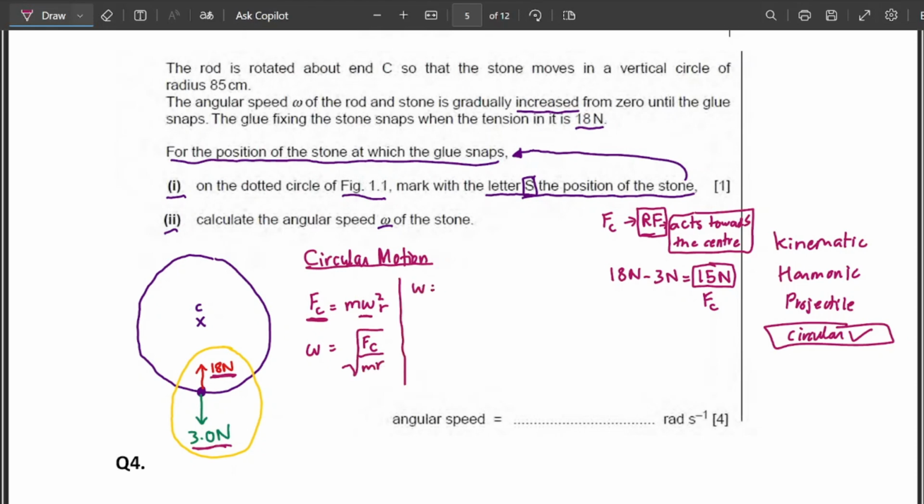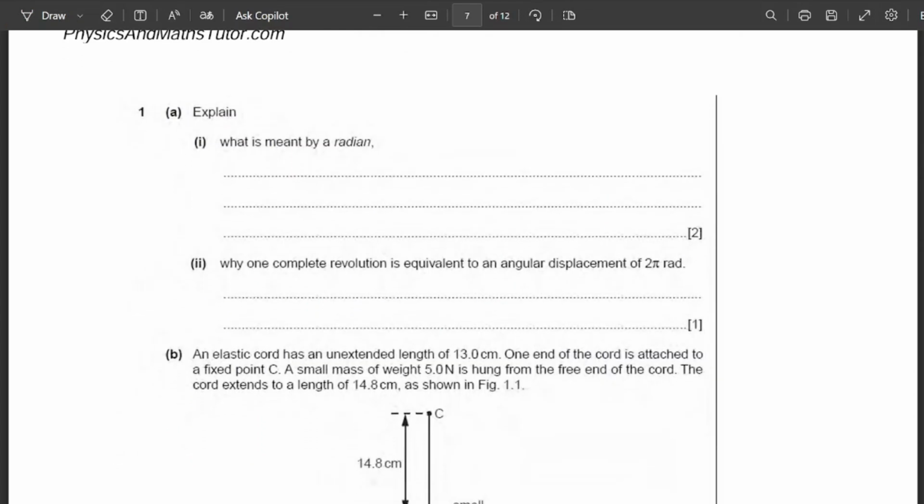So it's going to be Fc is 15, right? The mass is going to be 3 divided by 9.81 times the radius. The radius is 0.85. They already gave that in the question. 7.596. I'm going to round this off to 7.6 rads per second. So that right there is 7.6 rad per second. That is going to be my angular speed omega. We already did what a radian is, so we're going to leave that one off. And we're going to move to the next part.